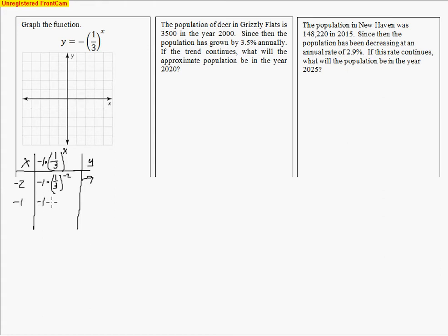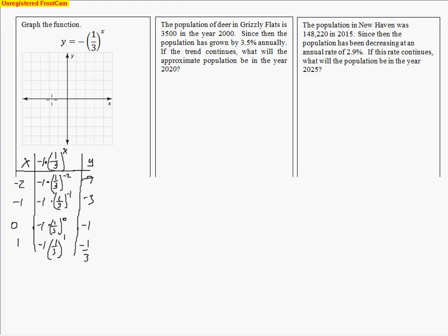So negative 1 times 1/3, all raised to the negative first power. So that's going to make 3, and 3 times negative 1 gives me negative 3. And then 0, well, negative 1 times any number to the 0 power is going to be 1, but times negative 1 gives us negative 1. And I'll just go with one more number here. So I see that 1 would give me 1/3 to the first power, which is 1/3, times negative 1 gives me negative 1/3.